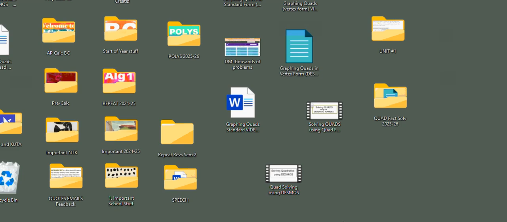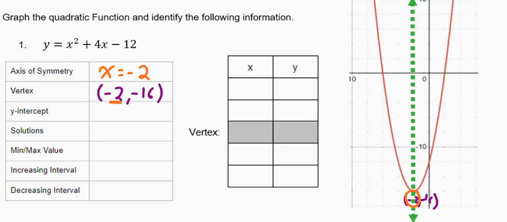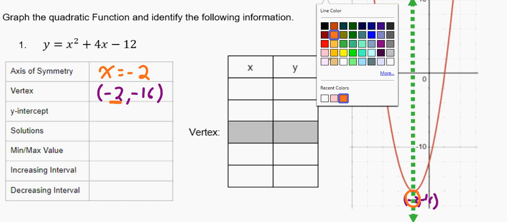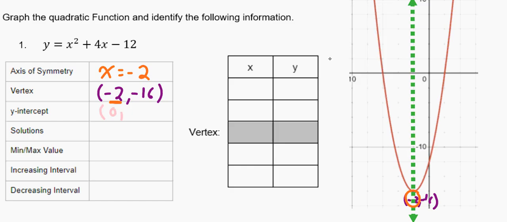All right, so the y-intercept is 0, -12, and we can see it here, right? Our y-intercept is right here at -12. So we're just identifying important things about this graph.